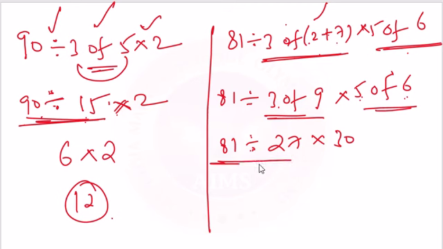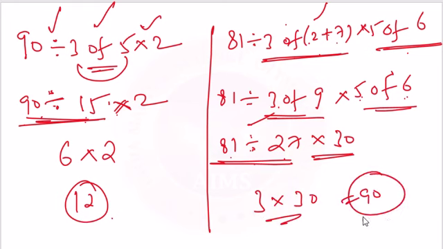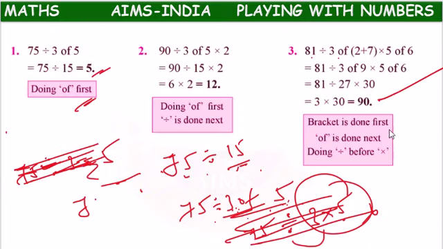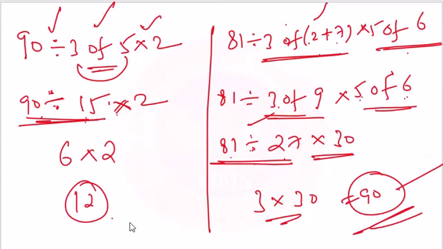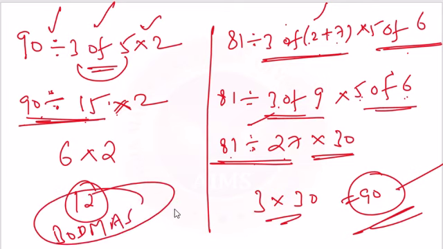Next, division, multiplication. Division first. 81 divided by 27. 27, 3 times 81, into 30. 3 into 30, how much? 90 is the correct answer. Like that, we can simplify with the help of BODMAS rule.